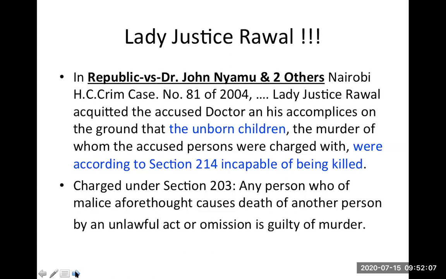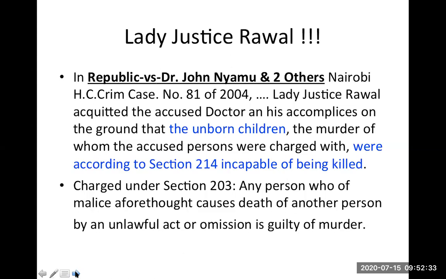Okay, at Afia Center, I think somewhere near the bus park downtown, those of you who usually go downtown. So the prosecution chose to prosecute Dr. John Nyamu with the offense of murder. They did not prosecute him for procuring abortions. They prosecuted Dr. Nyamu and two nurses for the murder of these several babies.